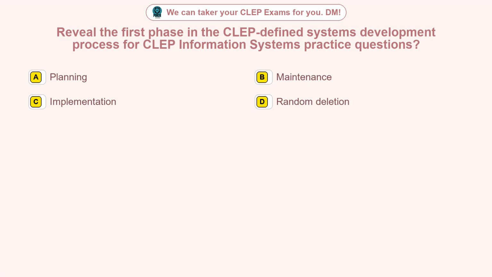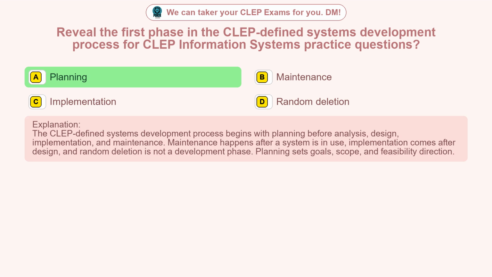Question 64. Reveal the first phase in the CLEP-defined systems development process for CLEP Information Systems practice questions. Option A. Planning. Option B. Maintenance. Option C. Implementation. Option D. Random deletion. The correct answer is option A. Planning. The CLEP-defined systems development process begins with planning before analysis, design, implementation, and maintenance. Maintenance happens after a system is in use, implementation comes after design, and random deletion is not a development phase. Planning sets goals, scope, and feasibility direction.